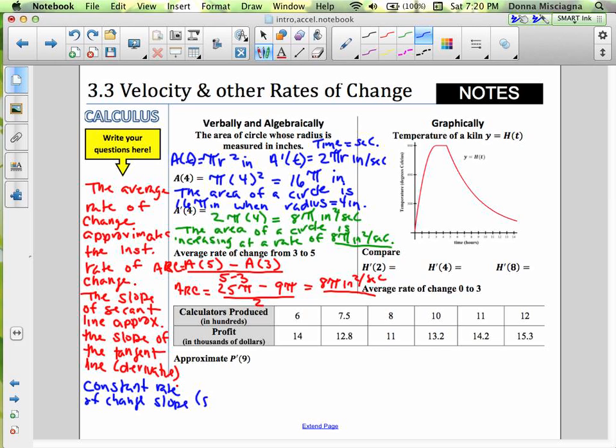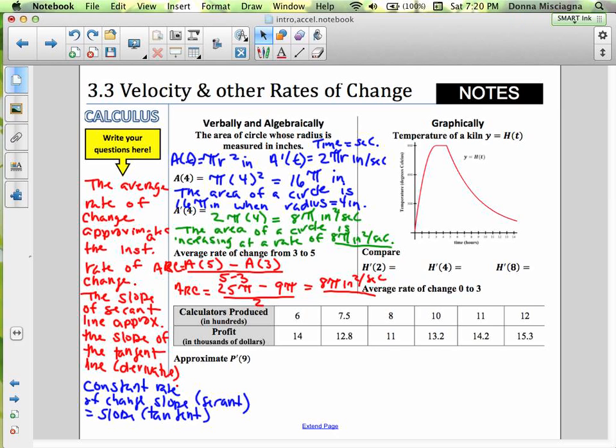Let's see if we put it in. Slope secant equals slope tangent. Let me move that up just a tad to make sure you can see it.